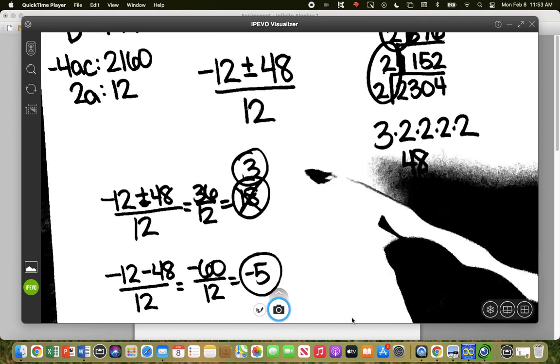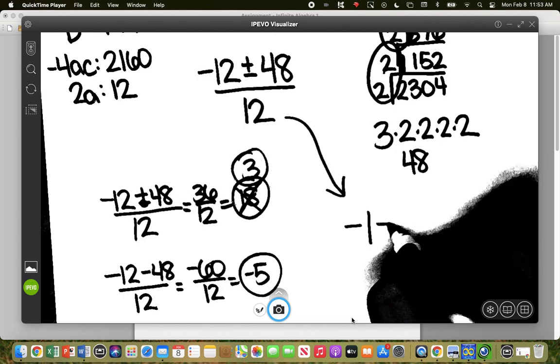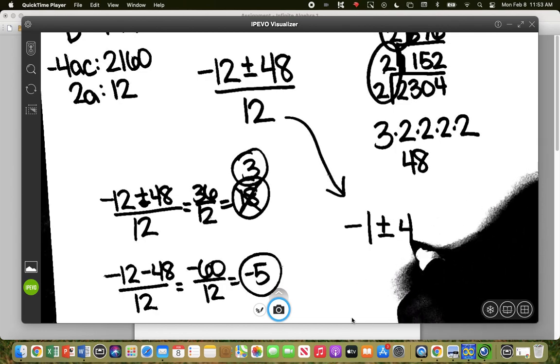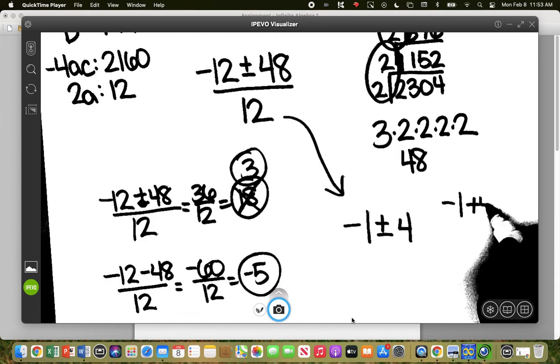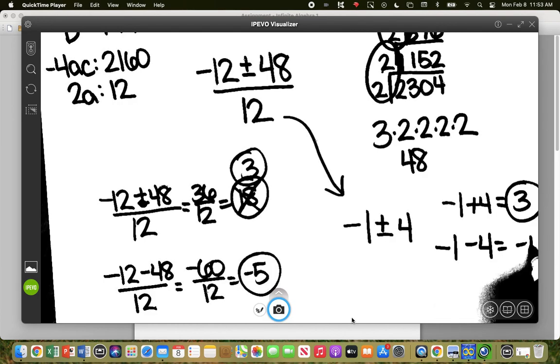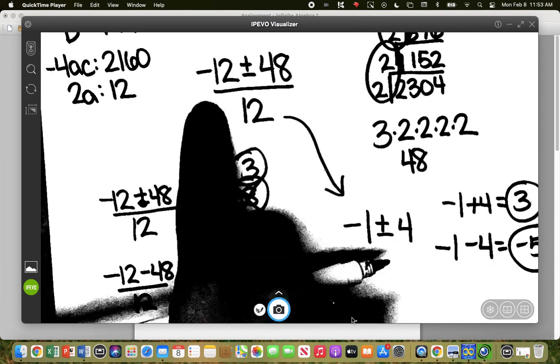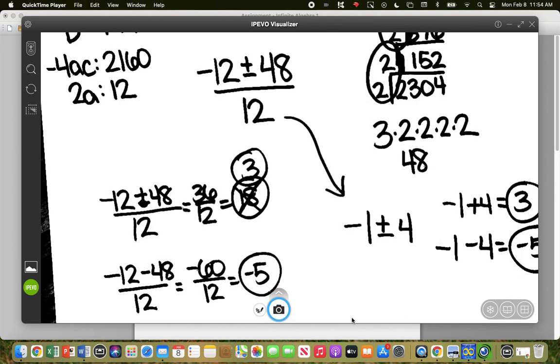Now, this is whenever you add and then reduce at the end. Some of you might have realized you could divide that by 12 and just become negative 1 plus or minus 4. What's negative 1 plus 4? That's 3. Negative 1 minus 4 is negative 5. So you can reduce first and then do the adding and subtracting, or you can wait and reduce it at the end on each one. That's totally up to you. So on this one, we are looking for 3 and 5.